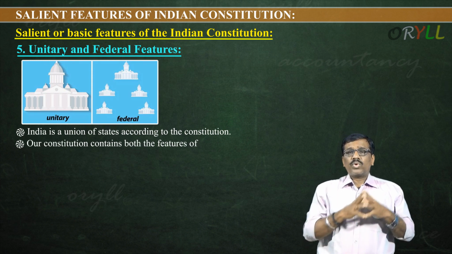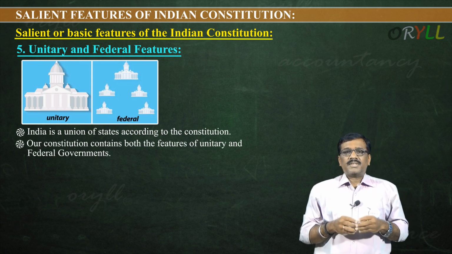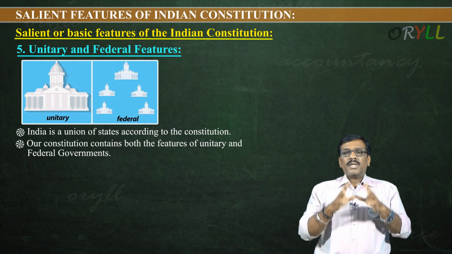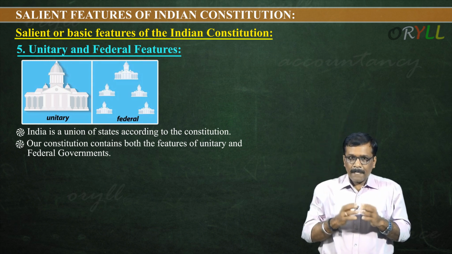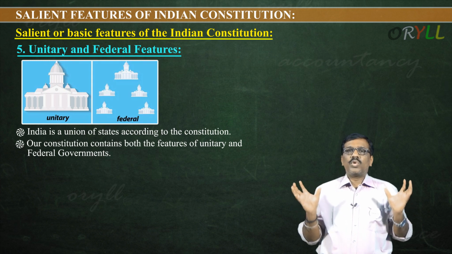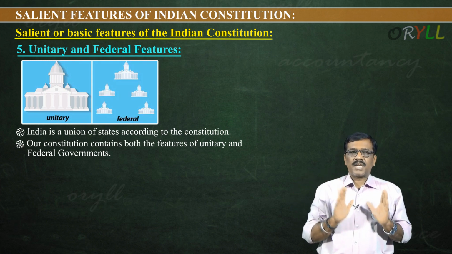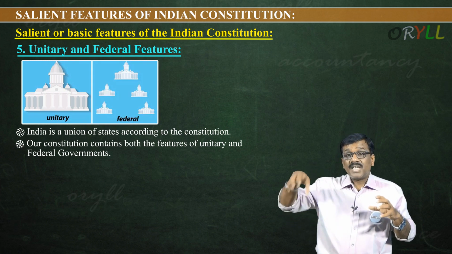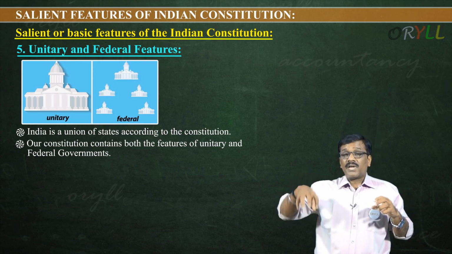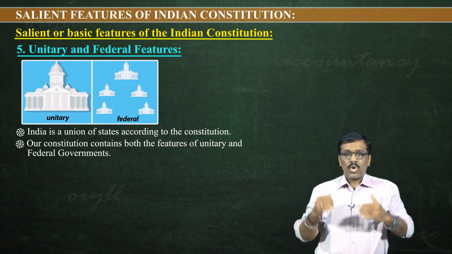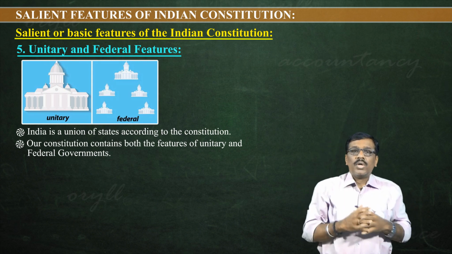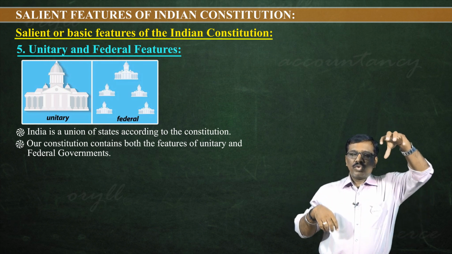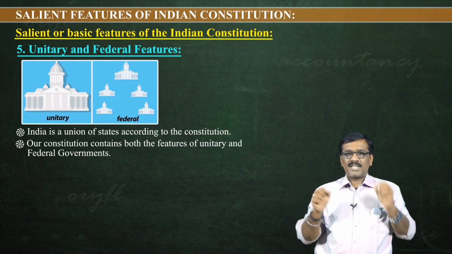Our constitution contains both the features of unitary and federal governments. See, there is a difference between unitary and federal. When I say unitary government, everything is controlled only at the central level. That means the states only have to say yes, yes, and they don't have their say. When I say federal, the state governments also have their powers and functions independent of the center. Only during emergencies they may have to rely upon the center, but otherwise parallelly, just like a union government, the center also will function. That is a federal system.